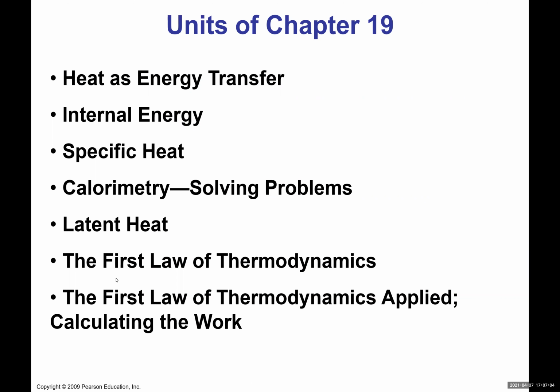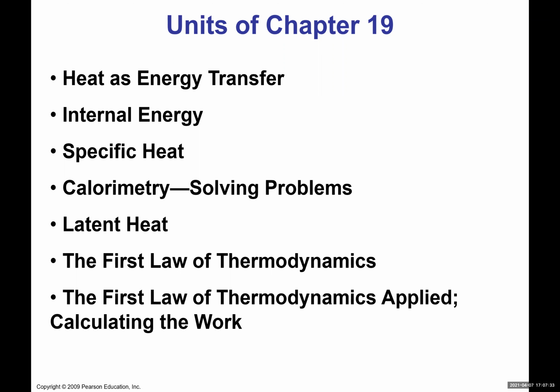Specific heat is sort of like a proportionality constant that we use as an application for heat. Then another application is calorimetry, where we can combine this idea of heat and conservation of energy to solve problems involving energy added to the system to increase temperature or change the phase. Latent heat is a type of energy that goes into changing phase.